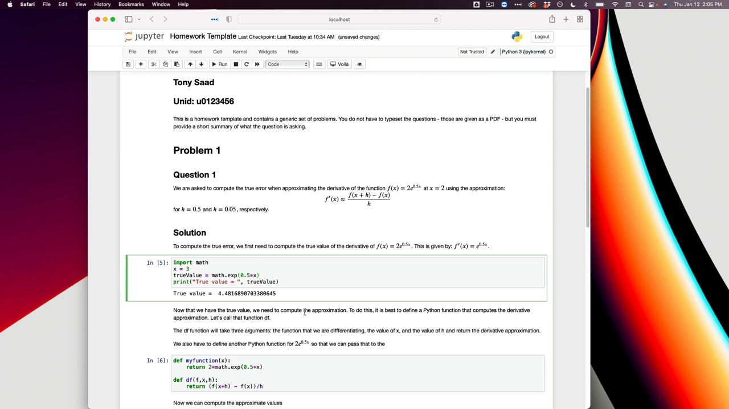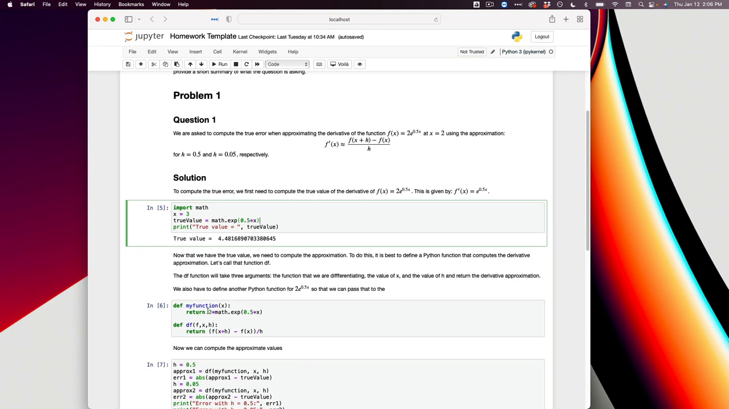In this case, I'm defining a Python function that computes the derivative. Let's call that function df. The df function will take three arguments: the function that we're differentiating, the value of x, and the value of h, and return whatever that means. You'll learn about that later, but this is just a template. We also have to define another Python function for the function whose derivative we're evaluating, so I explain that, and then I write the code. My function is this one, and then df is the derivative.